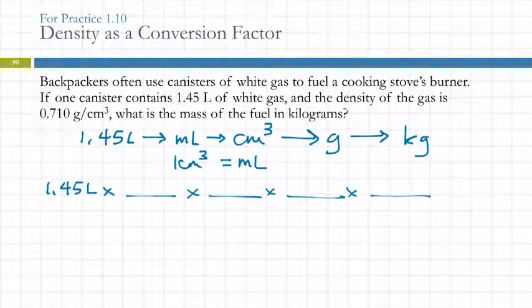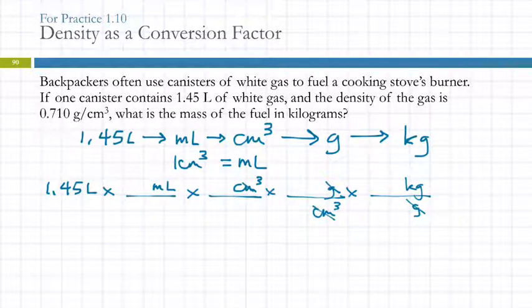Four arrows, 4 lines: liters to milliliters. I'm just reading off the path I wrote down. Milliliters to cubic centimeters, to grams, to kilograms. I divide by the previous unit. I've got grams here, and I divide by grams, so those cancel out. And these cancel out. And these cancel out. And those cancel out. All the units. Just following a pattern.